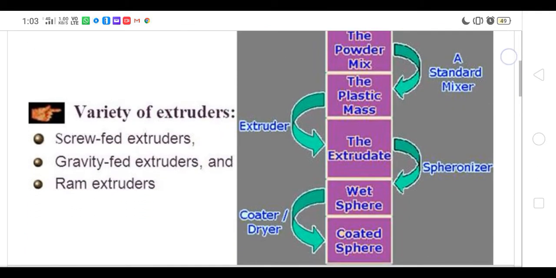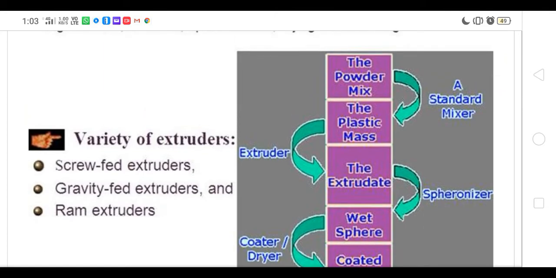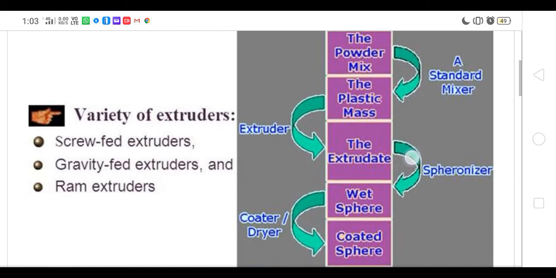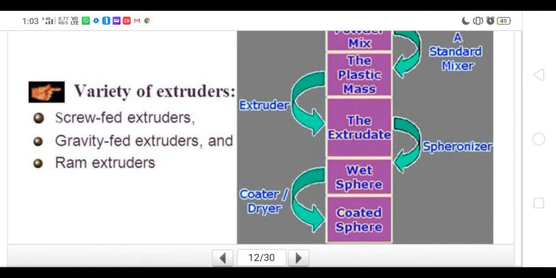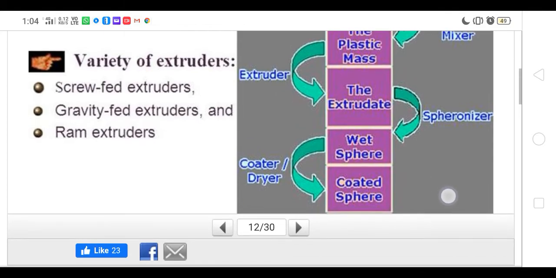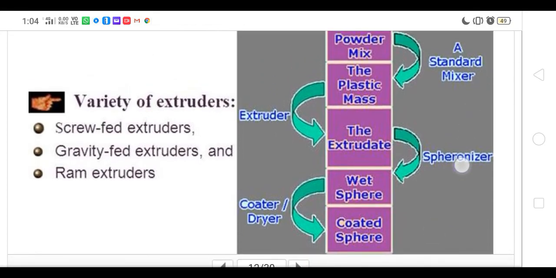Now see this, the method of preparation. First is powder mix, then addition of some binding agent will give you a plastic mass. Then you use an extruder, and the material coming out of the extruder is called extrudates, which are cylindrical shapes. They are spheronized into wet spheres, and then either they are coated or they may be directly dried. So coated or dried spheres are obtained. This is the complete procedure for preparation of pellets.